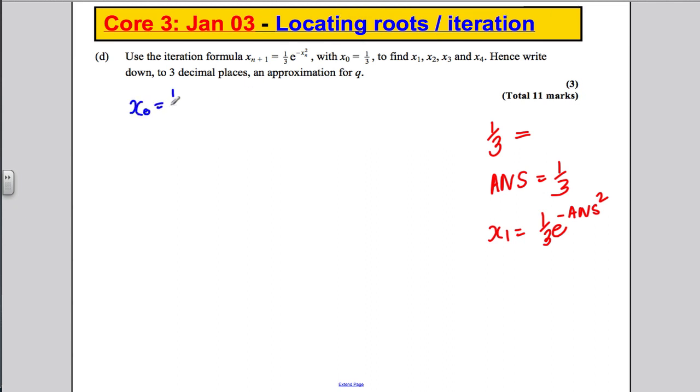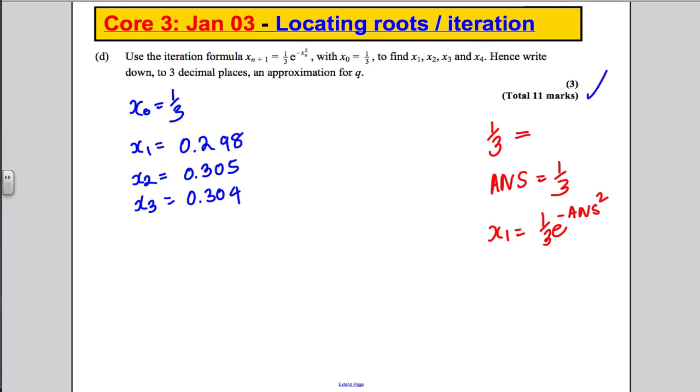So, x0 is a third, x1 is therefore, so type in a third equals, then we type in a third e to the power of negative ans squared, and we get ourselves that x1 is 0.298 to 3dp, x2 just by pressing equals is 0.305, and x3 is 0.304, all of those to 3dp, and we've got ourselves the last 3 marks.